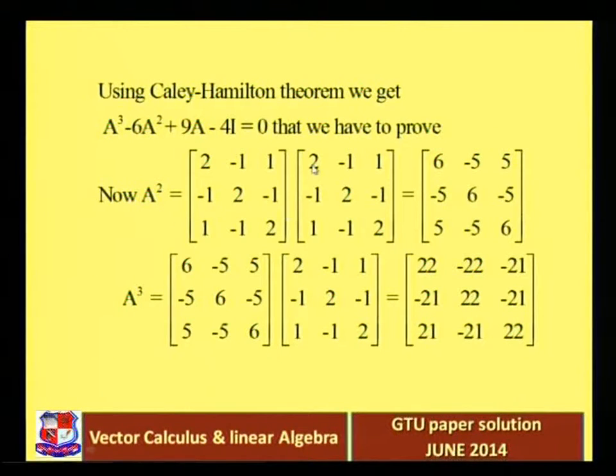Then the second row, multiply with each column. So you get minus 2, minus 2, minus 4, and then minus 1, so minus 5. Similarly you will get 6 and minus 5, and then 5, minus 5, 6.